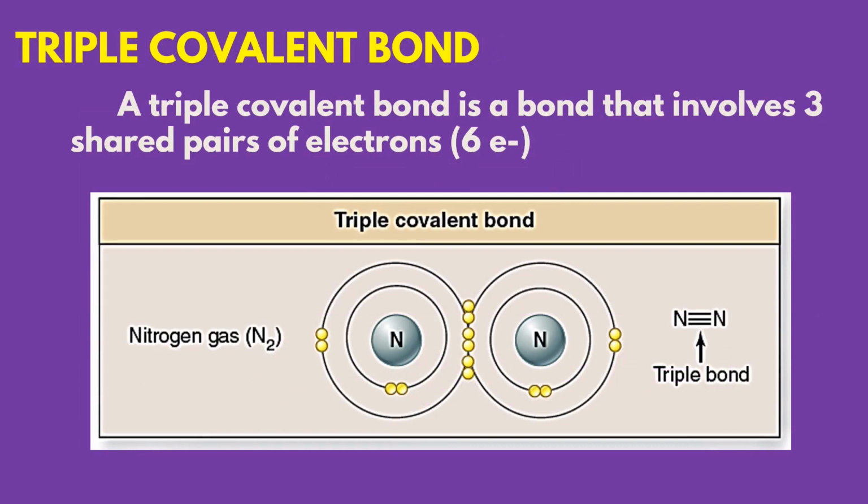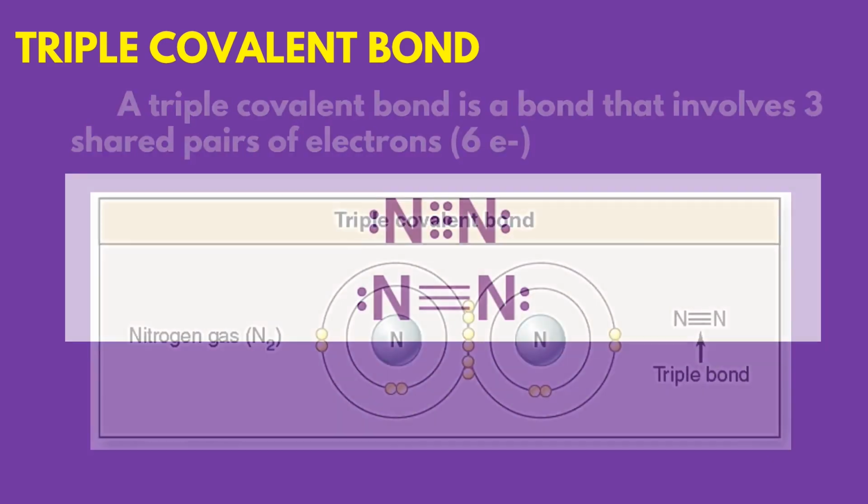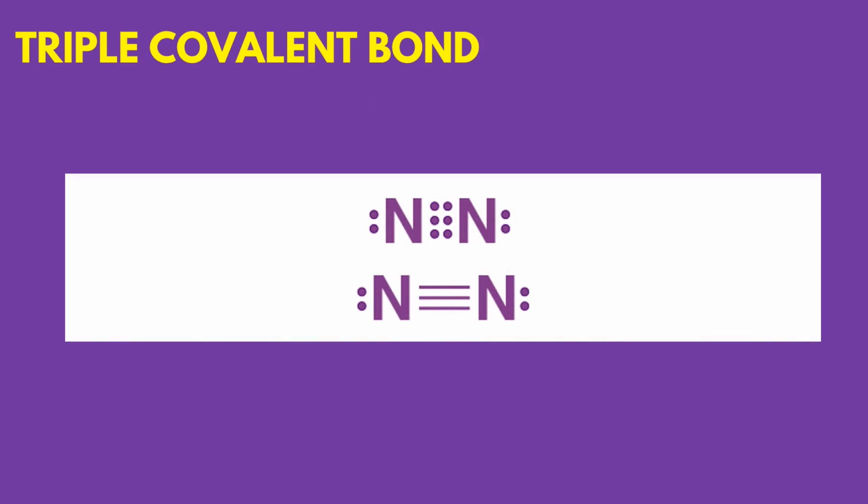A triple bond is formed when 3 pairs of electrons are shared between the 2 participating atoms. Triple covalent bonds are represented by 3 dashes and are the least stable types of covalent bonds. In the formation of a nitrogen molecule, each nitrogen atom, having 5 valence electrons, provides 3 electrons to form 3 electron pairs for sharing. Thus, a triple bond is formed between the 2 nitrogen atoms.